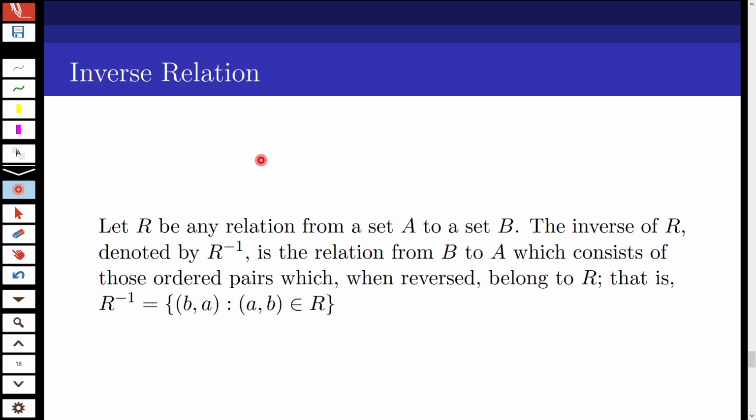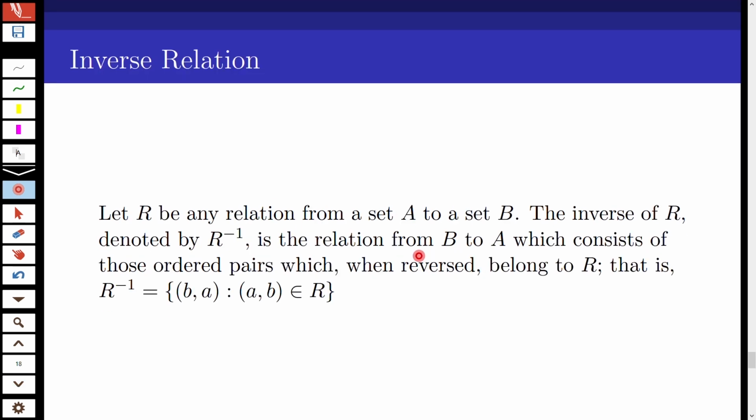Now inverse relation. Let R be a relation from a set A to B. R is a subset of A cross B. The inverse of R, denoted by R inverse, is the relation from B to A, which consists of those ordered pairs which when reversed belong to R. So this is very important. R inverse is the set of all (b, a) such that (a, b) belongs to R. If a is related to b, then the ordered pair (b, a) is an element in R inverse.